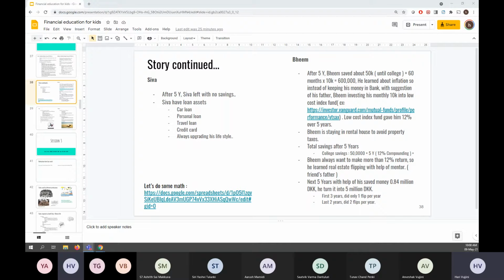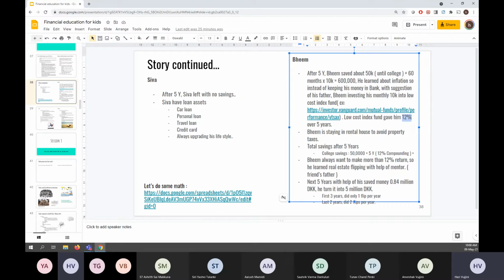I don't know if you remember, I'm just showing it on my screen, the slide we discussed about Shiv and Beam. When I was talking about Beam, I mentioned that Beam was investing in a low cost index fund at 12% returns. So we never talked about what this low cost index fund is. In this session today we will purely talk about index funds, how one can invest in them, what an index fund is, and the details around it.